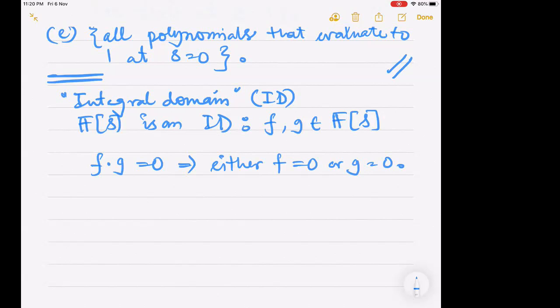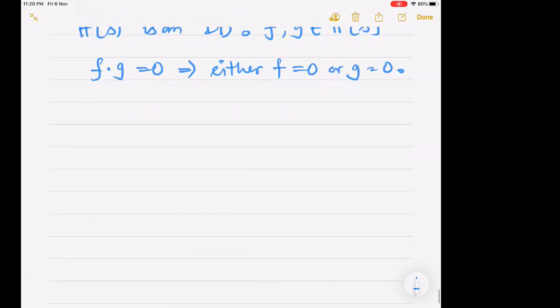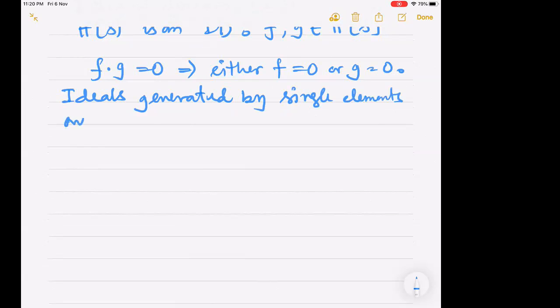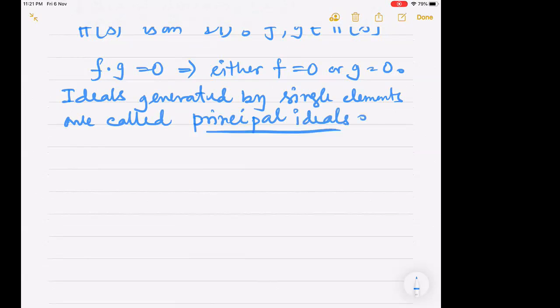But that's not the most interesting thing about Fs. Fs has one more very crucial, interesting property. What is that? Ideals that are generated by single elements are called principal ideals, right?